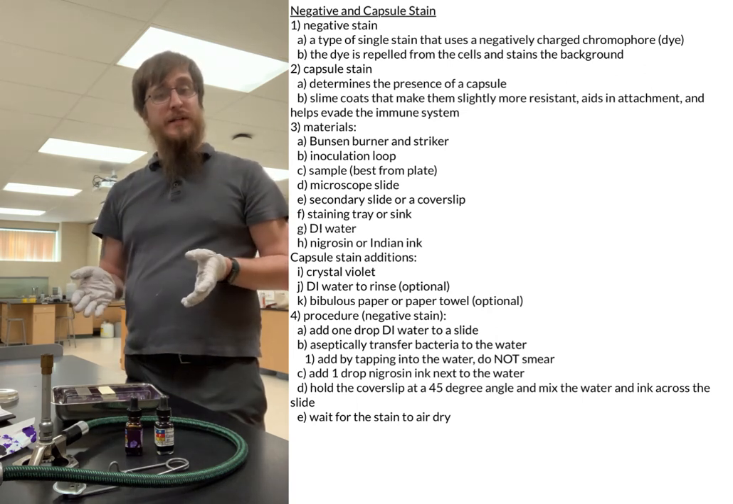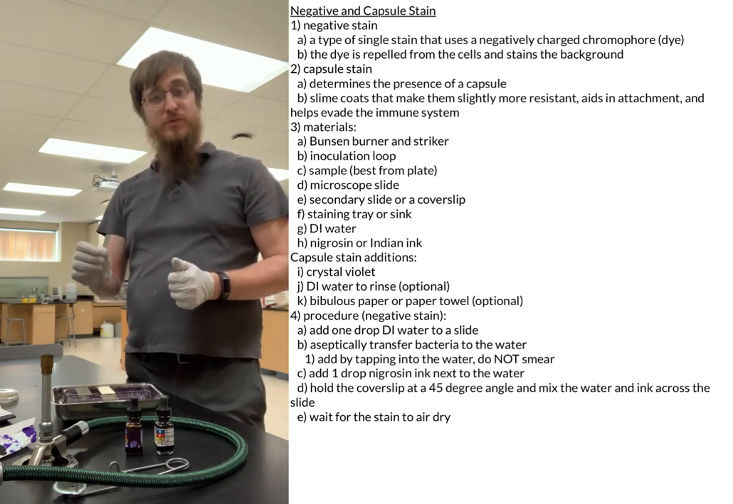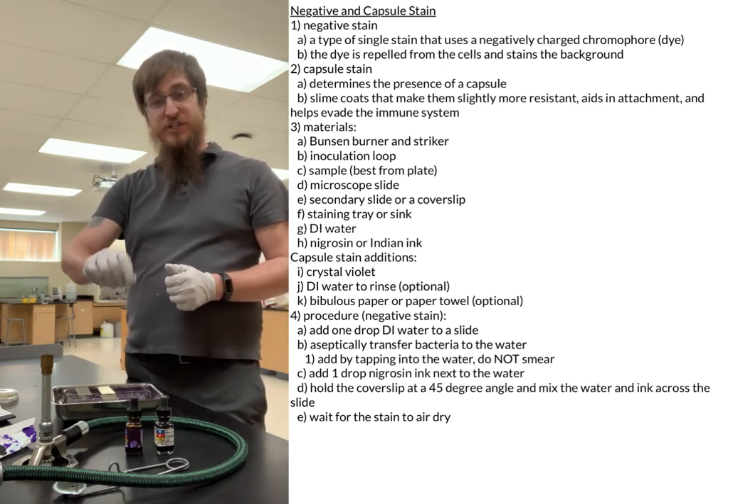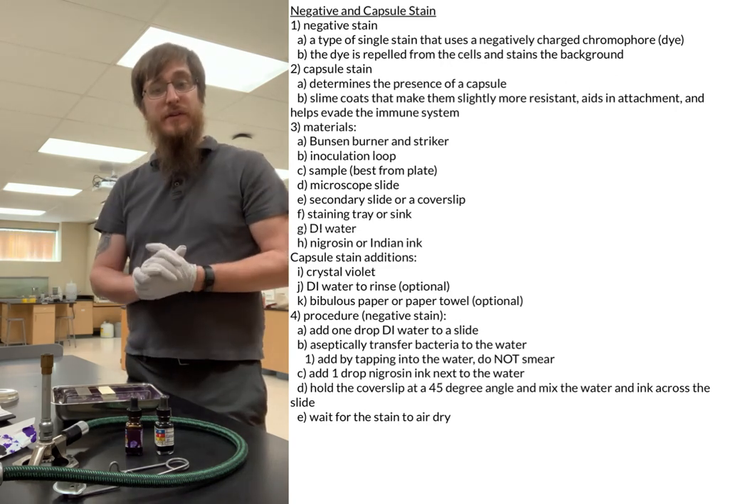With that in mind, that's basically the negative stain. Add your drop of water, put your sample in it, add nigrosin ink, smear it across, wait for it to dry, and now you've done a negative stain.